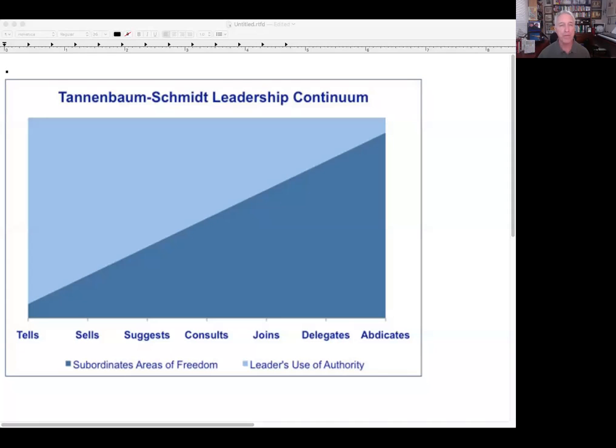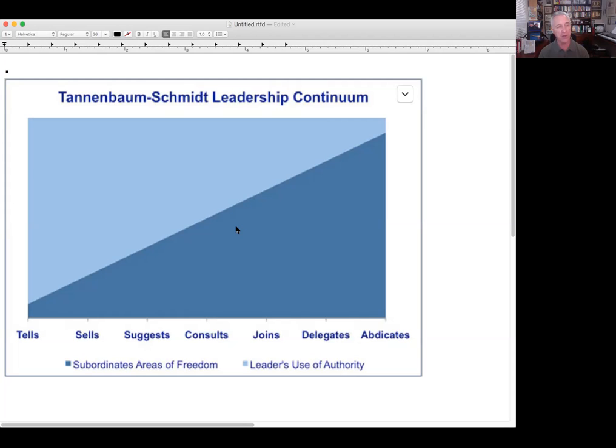So let's look at the leadership continuum of Tannenbaum-Schmidt and see what this can show us. Here you see on the left where the leader uses a lot of authority. In other words, the light blue is more authority of the leader. As it goes up to the right at about a 45-degree angle, it's less and less authority.